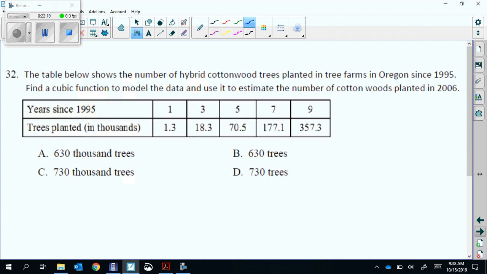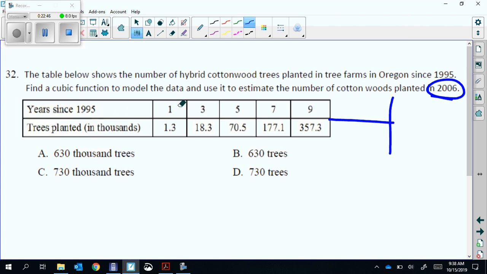All right, same idea. We can type in this data. We're going to model it and then type in something for X to get our final answer. So here's kind of the trickiest part of all of this. Year 2006. We have to figure out what X value that would be for our next step once we get to it. So years since 1995.